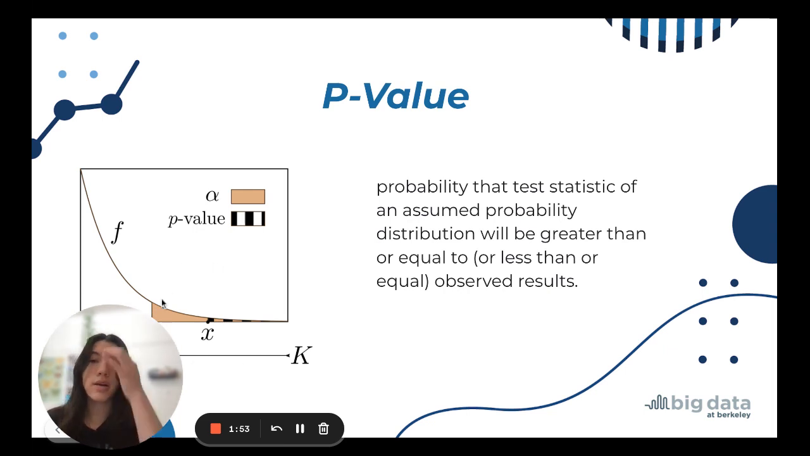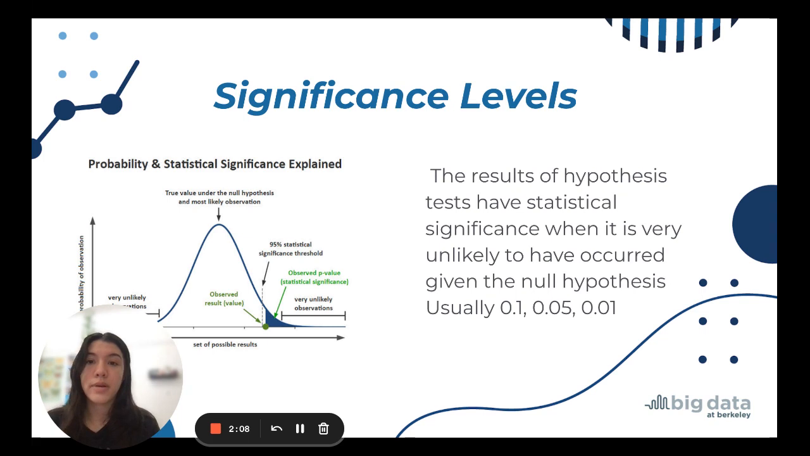And why is this p-value important? Well, it's the probability that the test statistic is really belonging to a different distribution than the one that we assume it is, the null hypothesis. And after calculating the p-value, we think about significance levels. So what is a significance level? It is usually given at 0.1, 0.05, or 0.01.